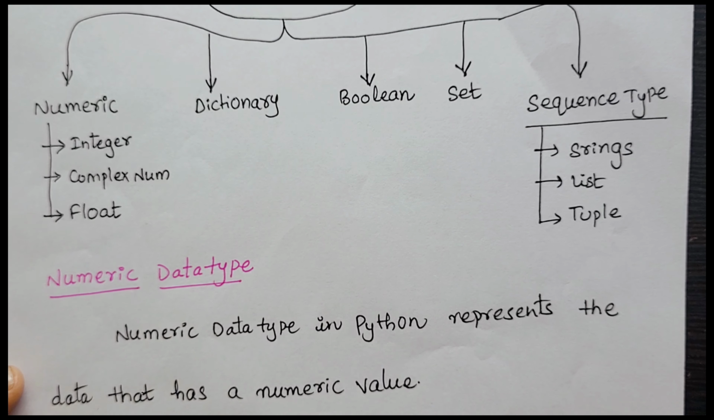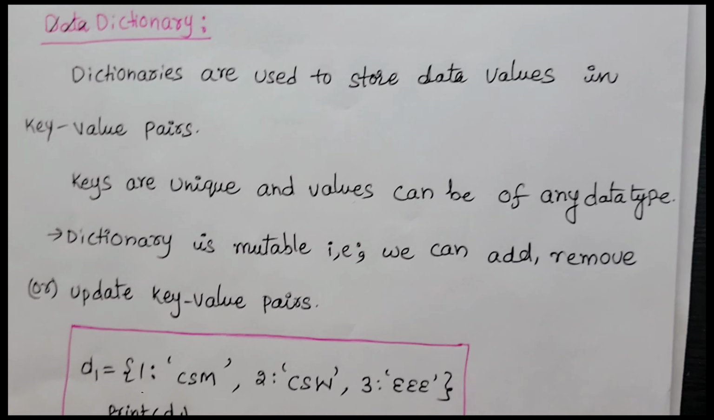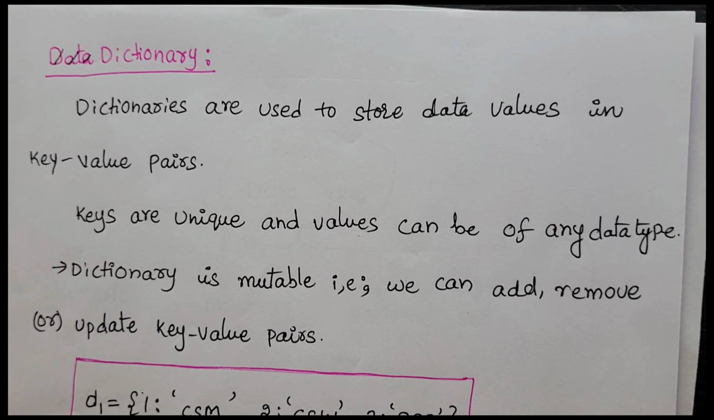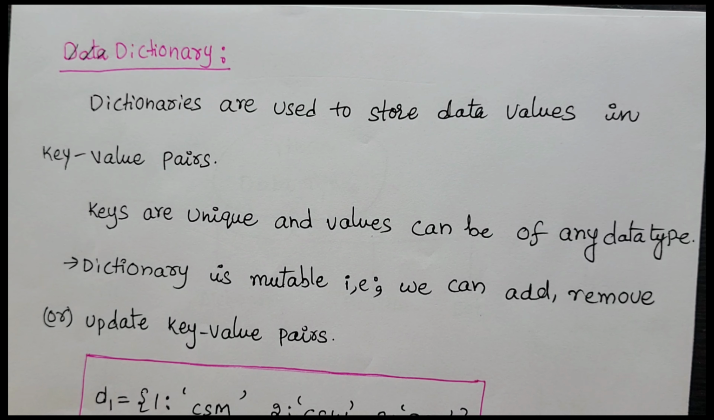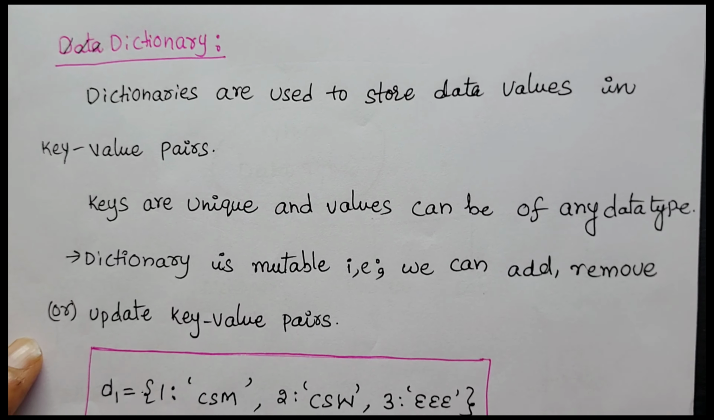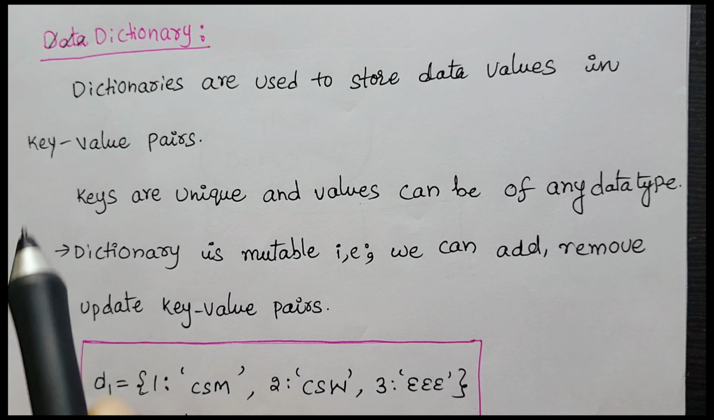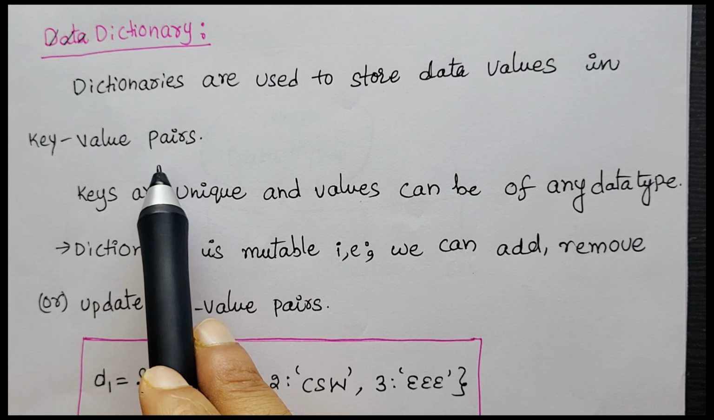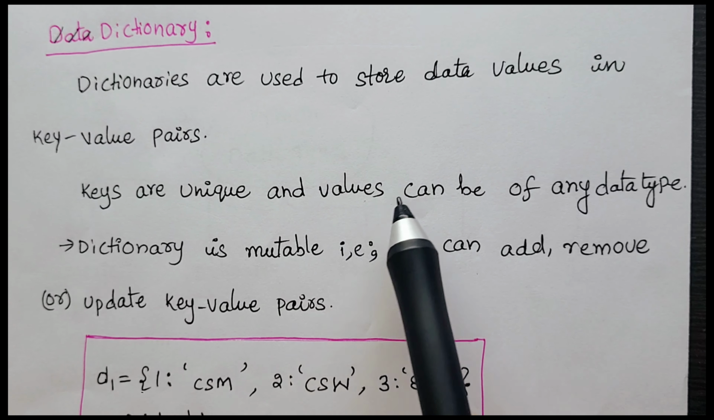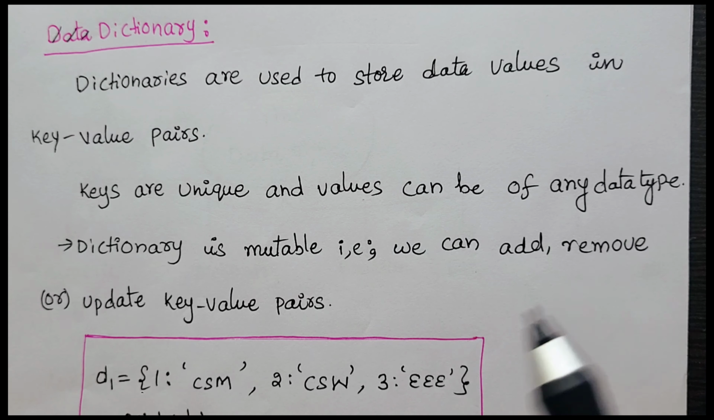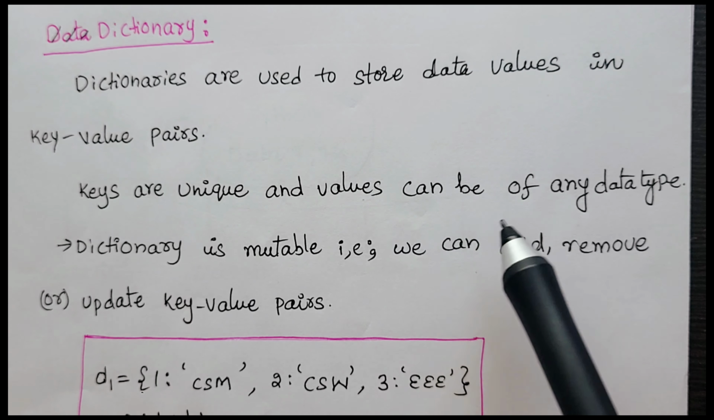Let us move on to the dictionary. Remember, one of the important concepts in Python is the dictionary. A dictionary is used to store the data values as key value pairs. Keys are unique and values can be of any data type. Keys are unique means you need to have unique keys, and values can be any data type.